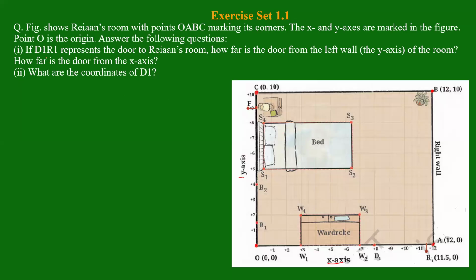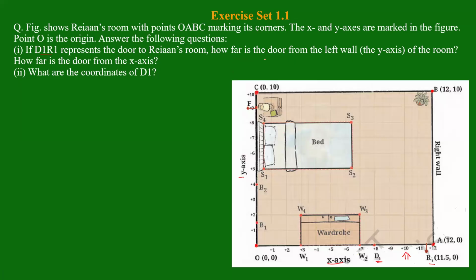Okay. So now they're asking about D1, R1. Here you'll see that this is D1, this is R1. They represent the doors of Rian's room. So this is the entrance.